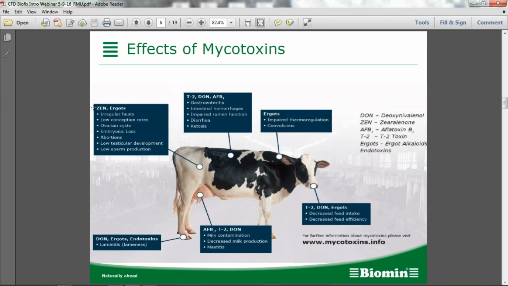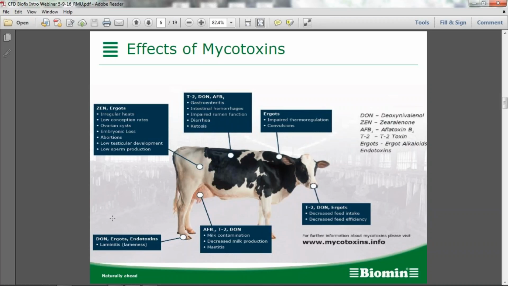So like I mentioned, zearalenone is a reproductive toxin. It has a structure similar to estrogen, and because of that, it can interact with estrogen receptors, leading to these different effects that we would see, including irregular heats in females, low conception rates. There's also embryonic loss and abortions associated with zearalenone. Like I mentioned, it can negatively impact males as well, leading to underdeveloped testicles and low sperm production.